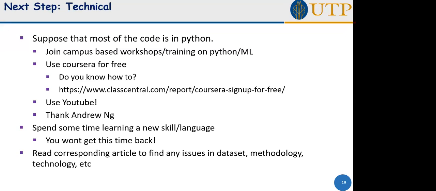Now, suppose that you are not proficient in any programming language. Then what you have to do is join campus-based workshops and trainings for Python and machine learning. If there are no such opportunities in the near future, you can always go to Coursera for free. Most people think that most of the courses on Coursera are paid, that you have to pay to see the full course contents. That's not the case.